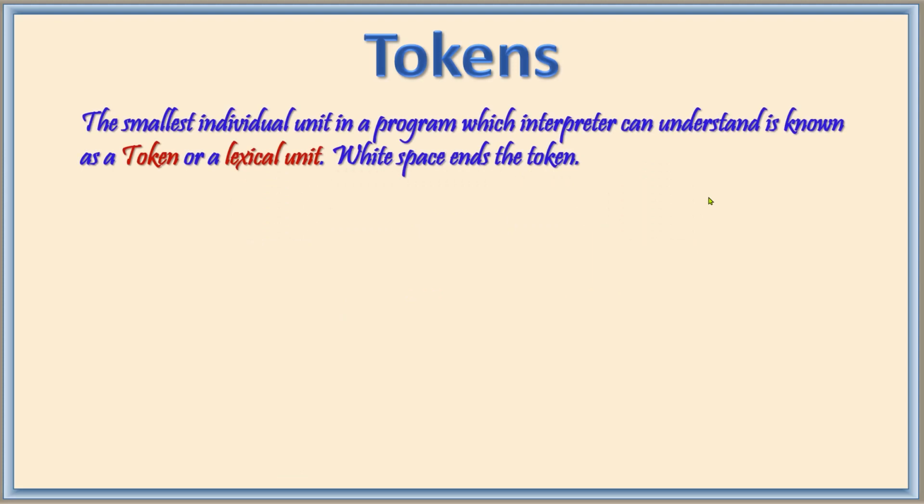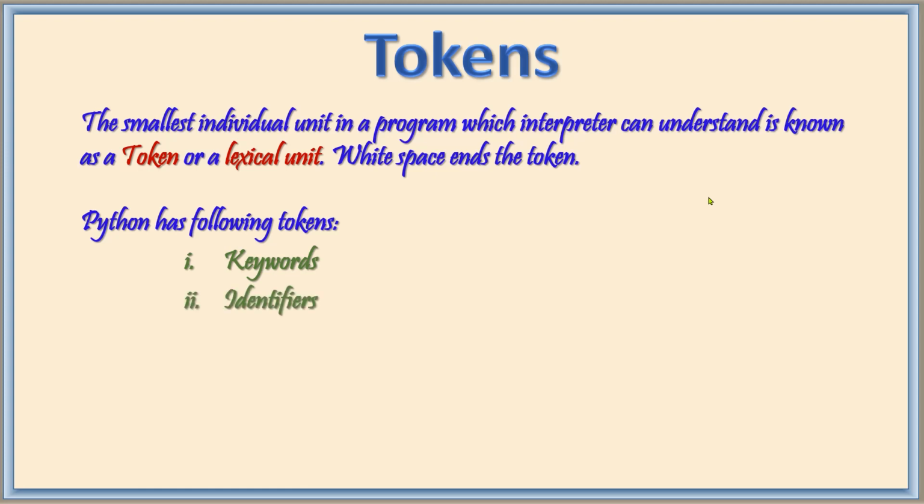Similarly, tokens are nothing but the smallest individual unit in a program which the interpreter can understand. This is also called a lexical unit. Most of the time, when you give white space, that ends the token. Python has the following 5 types of tokens: keywords, identifiers. We have already seen these two in my previous video, still we will see a little more elaborately. Then literals, operators, as well as delimiters.